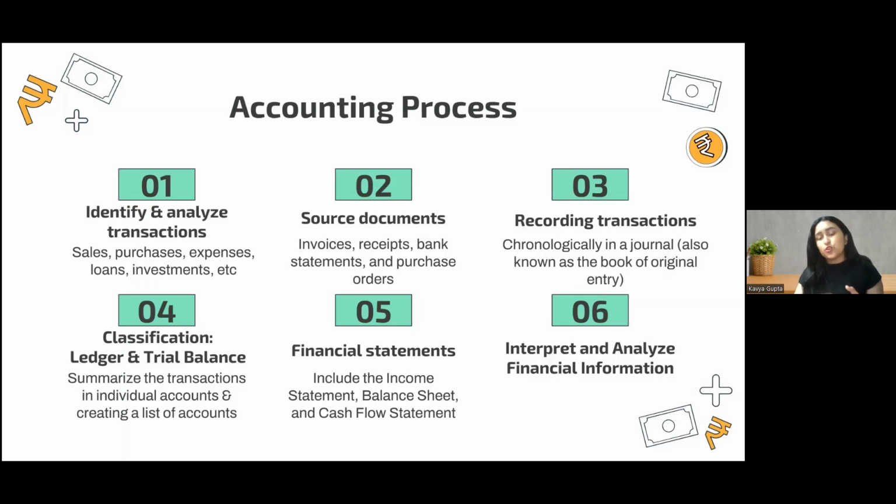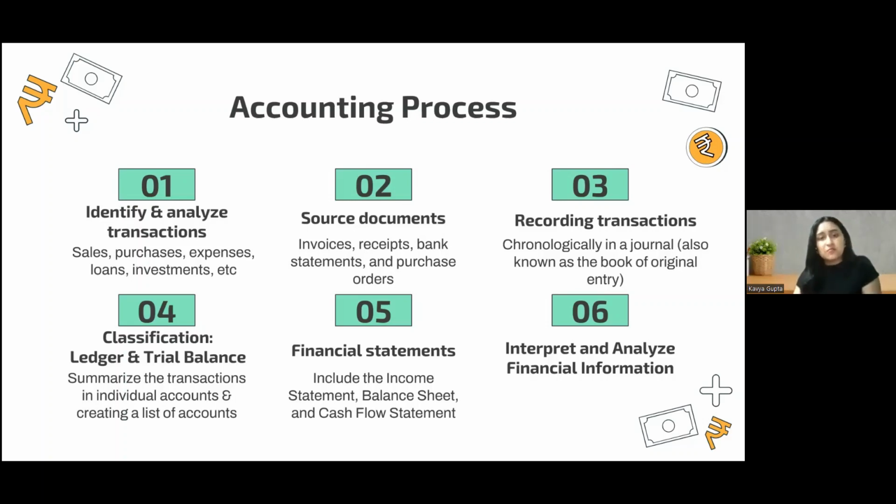Once you have the source document, you start recording the transactions in a book called the journal. Journal is also called the book of original entry, because that is the first step in which you record the financials, you record the transactions in a chronological order. Once the journal is prepared, then we move to preparing the ledger and the trial balance.